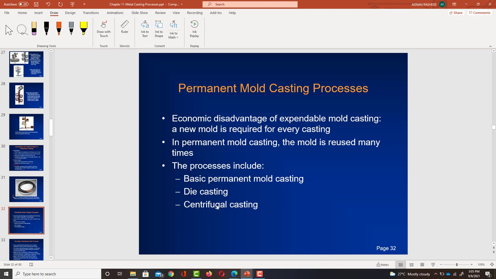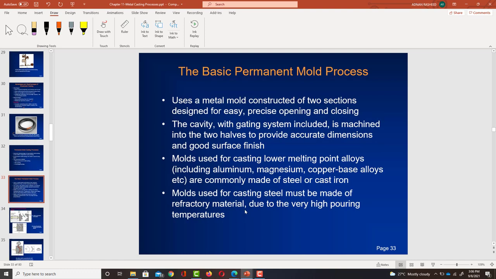Now we have permanent mold casting. So in permanent mold casting, you have a permanent mold that can be used again and again. So this is the economical advantage, that you do not have to break the mold again and again. The economical disadvantage for the expendable mold is that you have to create the mold cavity again and again. But in permanent mold casting, it is an economical advantage that you do not need to create the mold again and again. So the basic processes include basic permanent mold casting, die casting and centrifugal casting.